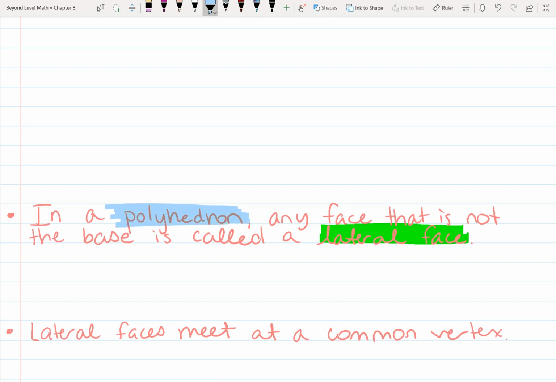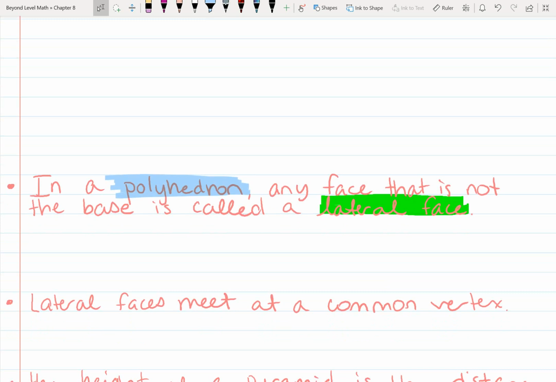with all of the vocab words from this section. We're not writing all of them down today, but polyhedron will be one of them. Lateral face, apex, so we'll get there. But in a polyhedron, any face that is not the base is called a lateral face. So up top, when we saw a triangular prism, the triangles, these were the bases, right? The rectangles that connect those bases are called the lateral faces.